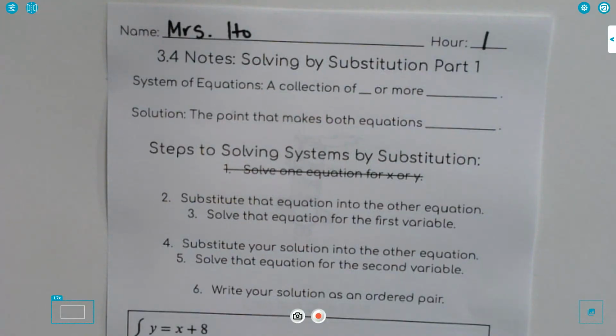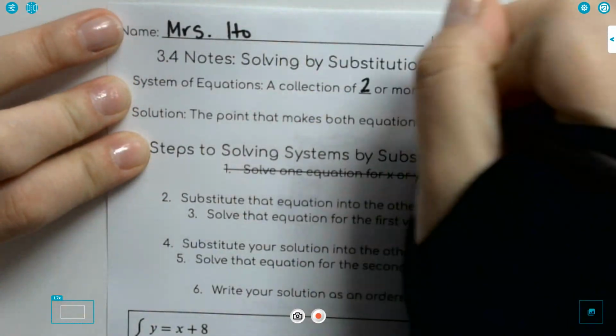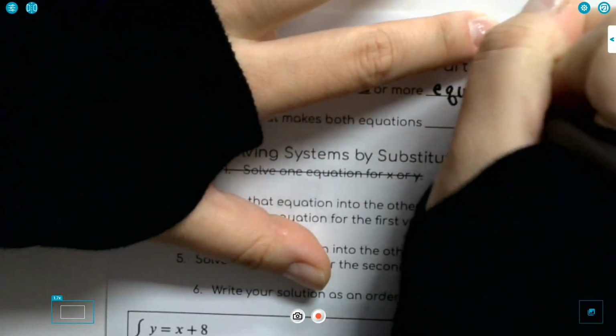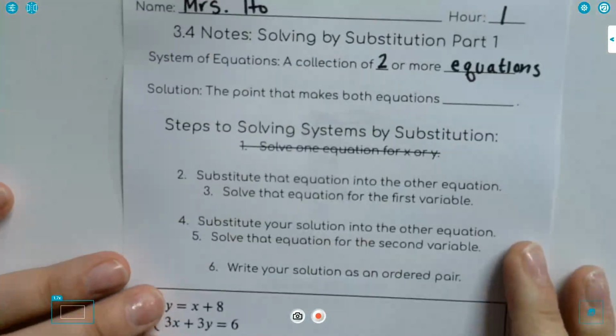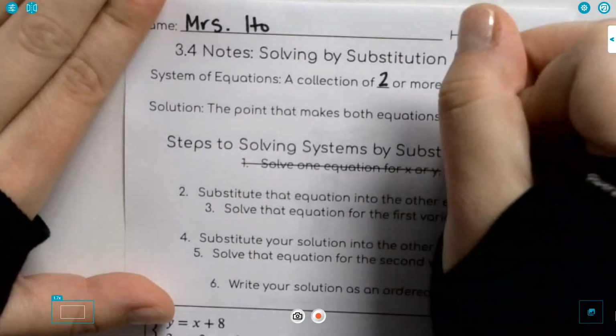Okay, a system of equations is still a collection of two or more equations. And the solution to a system of equations is still the point that makes both of our equations true.